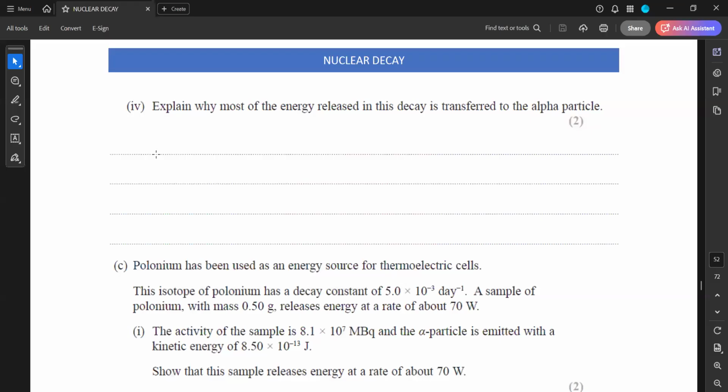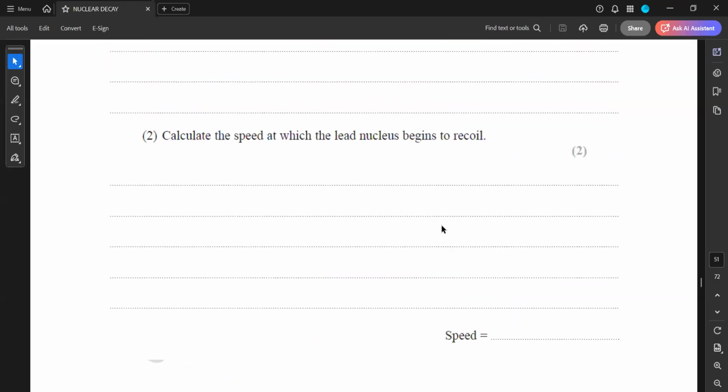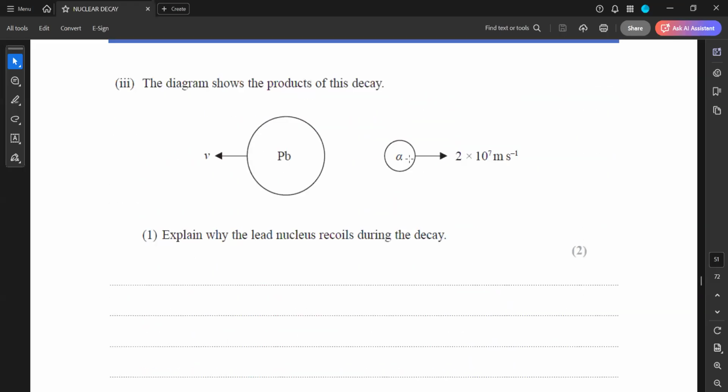Explain why most of the energy released in these decays is transferred to the alpha particle. Look, which form of energy will it have when it is moving? This has kinetic energy, and this also has kinetic energy. And kinetic energy is a function of what? Kinetic energy is a function of mass and speed: half mv squared. The relation between kinetic energy and mass is directly proportional, but the relation between kinetic energy and speed is proportional to the square.